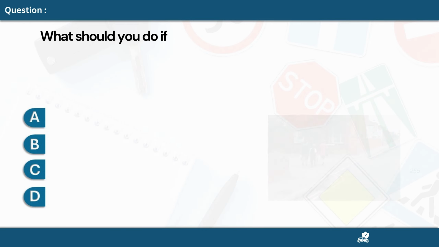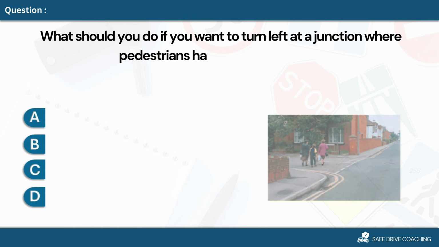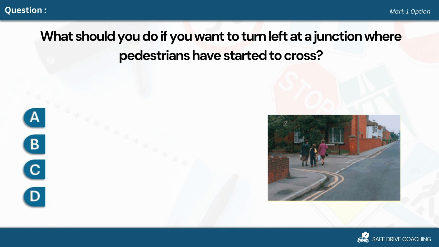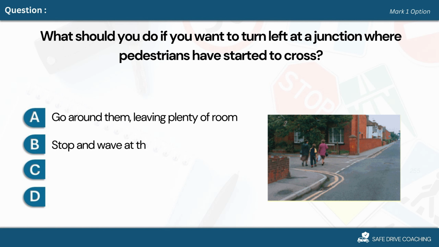What should you do if you want to turn left at a junction where pedestrians have started to cross? A. Go around them, leaving plenty of room. B. Stop and wave at them to cross. C. Sound your horn and proceed. D. Give way to them.